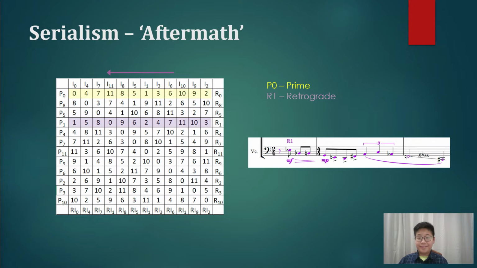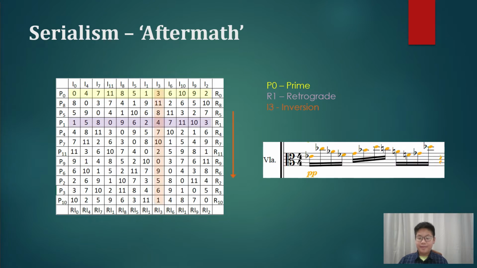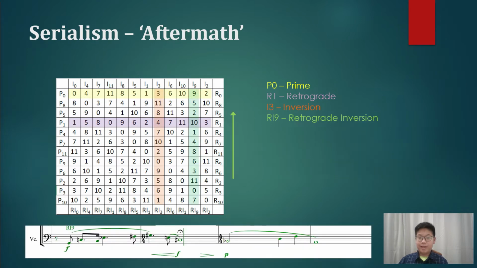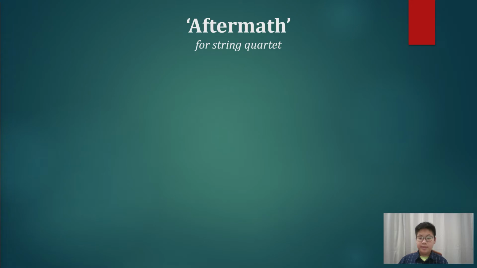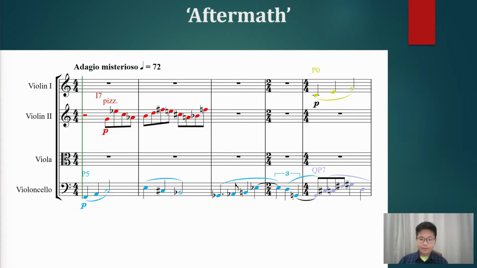When you read from right to left, that is retrograde form. When you read downwards, you get inversion, and upwards is retrograde inversion. These tables show the prime and quadrate forms I used in my music. Let's listen to Aftermath.